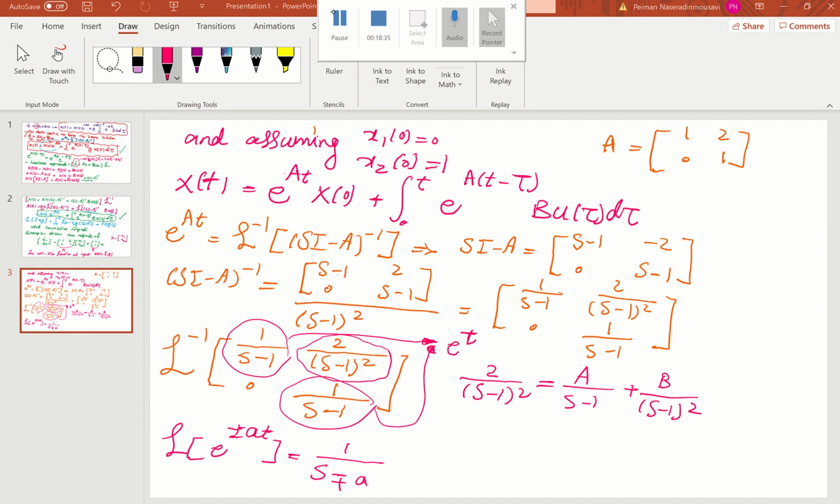So if you do the calculations, I'm just skipping because it's time consuming and this is trivial mathematics. You get that A is 0 and B is going to be 2. That's right, B is going to be 2. Just do it at home and you can figure it out.